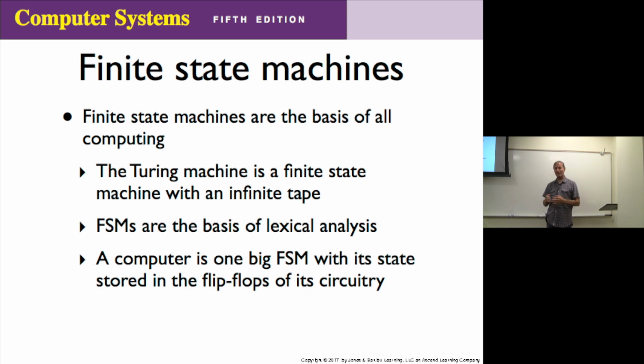One thing that we've probably learned throughout this whole experience is the importance of finite state machines. Finite state machines are really the basis of all computing. If you've taken the automata theory class, a Turing machine is simply a finite state machine with an infinite tape. We saw that finite state machines are the basis of lexical analysis when we did our assembler translation in chapter 7. And really, a computer is one big what? It's one big finite state machine. Every flip-flop stores a 1 or a 0, and that's the state. So you take all the states in all of the CPU, and it is one big, humongous finite state machine.